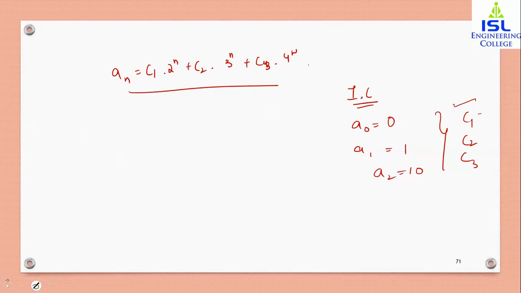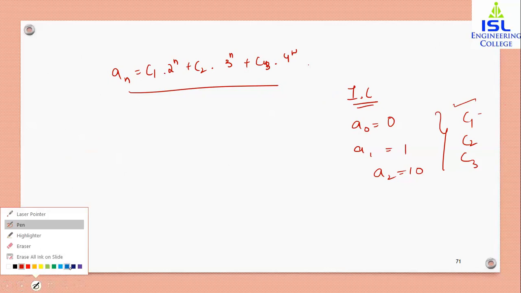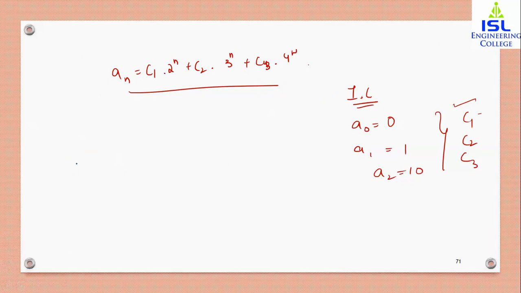Similarly, take another example as an exercise and try to solve it by yourself. So the example is: minus 8a n minus 1 plus 21a n minus 2 minus 18a n minus 3 is equal to 0. So in this case also you will get three constants c1, c2 and c3, and the condition will be n is greater than or equal to 3.